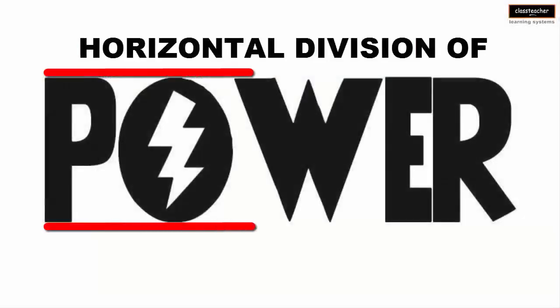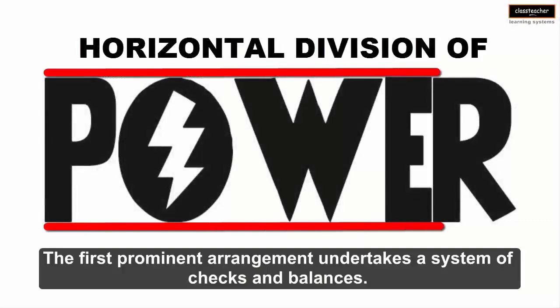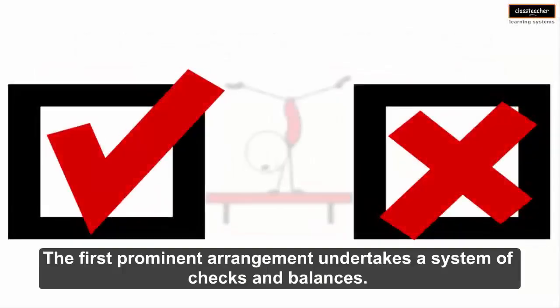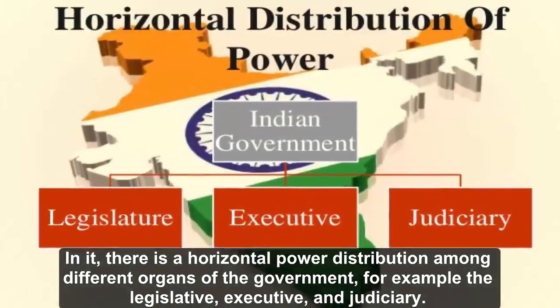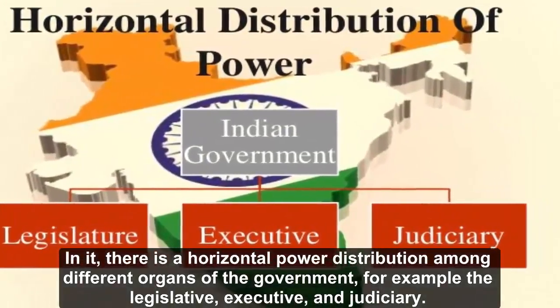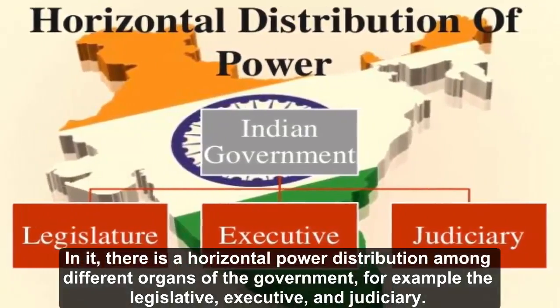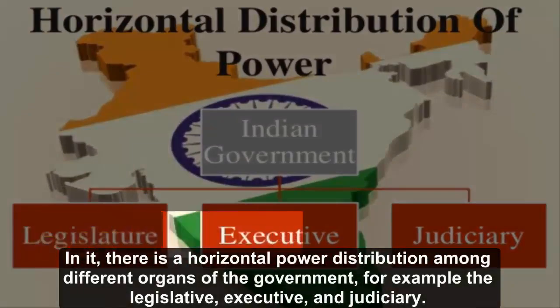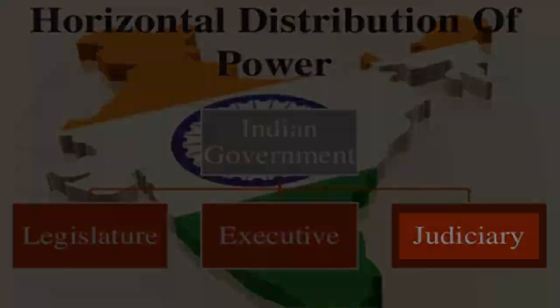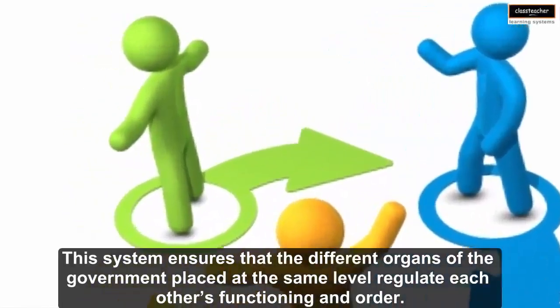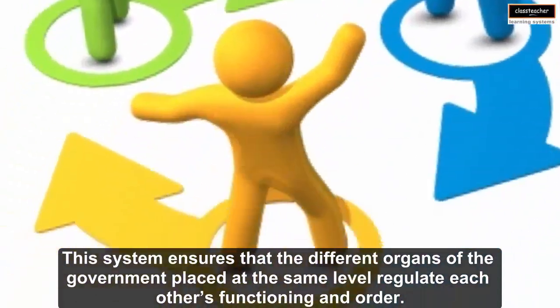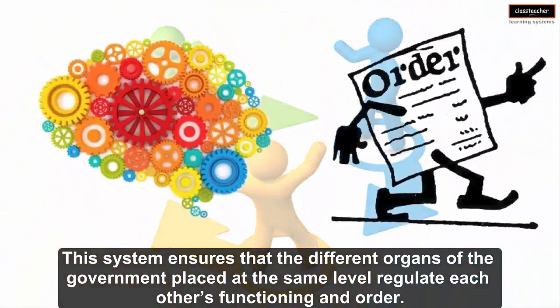Horizontal division of power. The first prominent arrangement undertakes a system of checks and balances. In it, there is a horizontal power distribution among different organs of the government, for example the legislative, executive, and judiciary. This system ensures that the different organs of the government, placed at the same level, regulate each other's functioning and order.